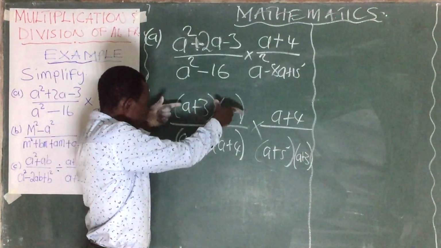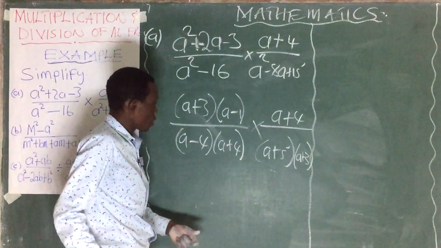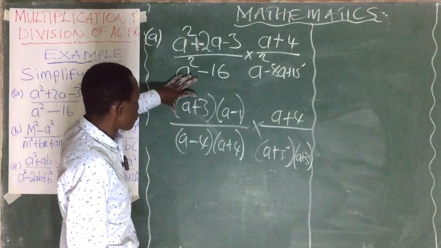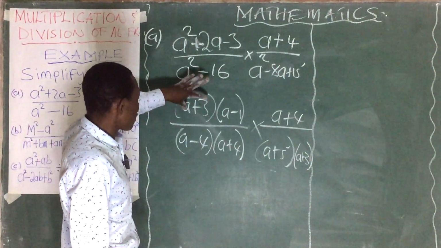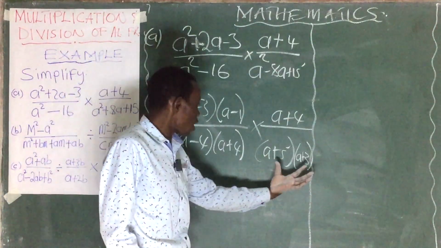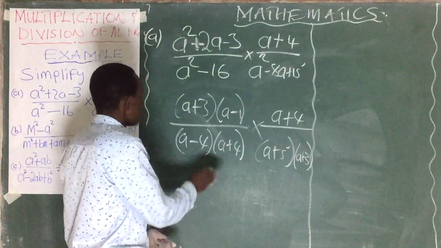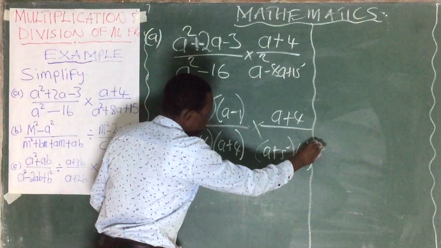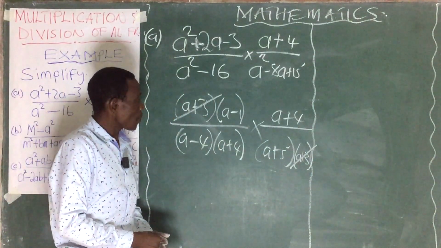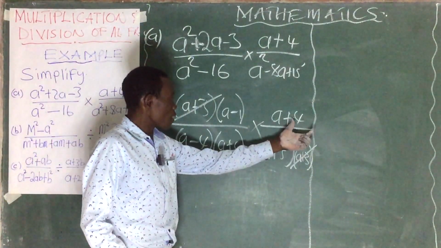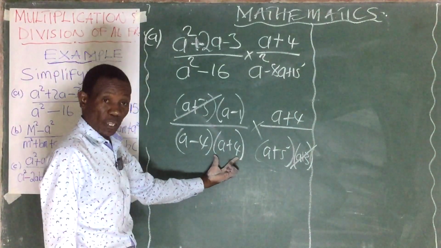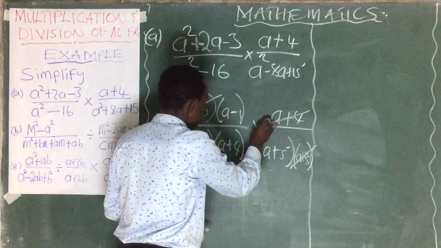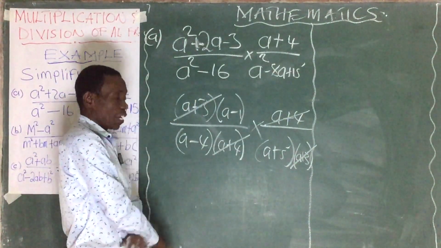So here, if I look at the numerator on top for both fractions, I find that here I have a plus 3. And down here, I also have a plus 3. So a plus 3 will cancel with a plus 3 like that. And here I also have a plus 4. Down here, there's also a plus 4. So it means a plus 4 will cancel with another a plus 4 like that.